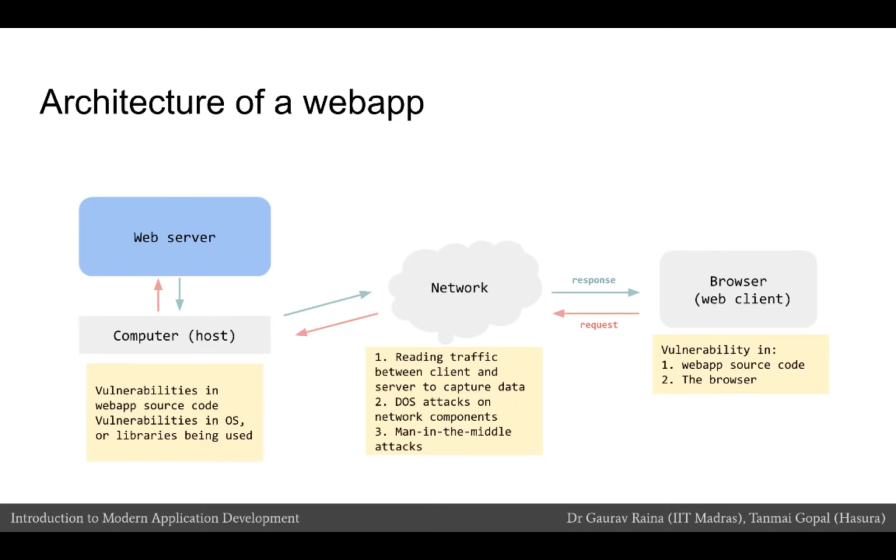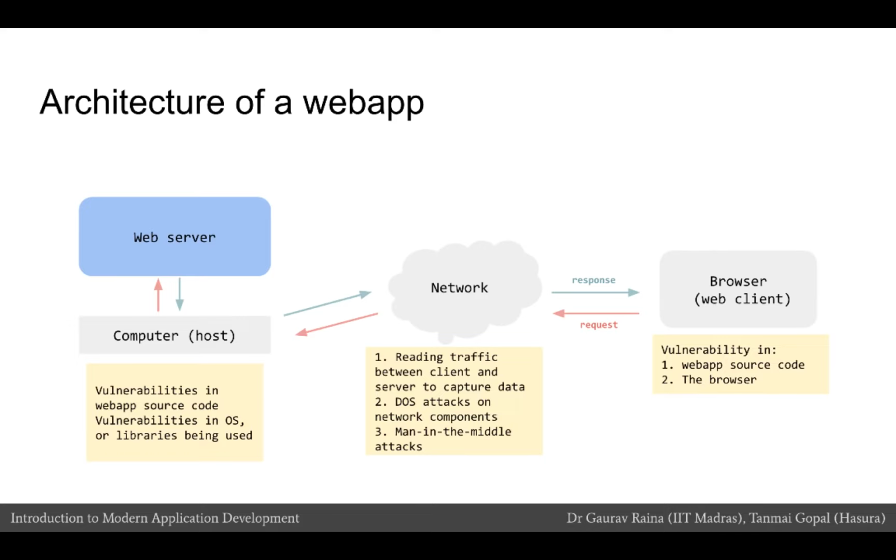It could also be because of man-in-the-middle attacks where the network has been completely compromised and there is a hacker or another agent that is sitting in the middle that is pretending to be a web server and is not really a web server. On the computer or on the server side of things, there might be vulnerabilities in the web app source code, or there might be vulnerabilities in the operating system or the library that is being used. These are the three main touch points from where the main security vulnerabilities can come from.